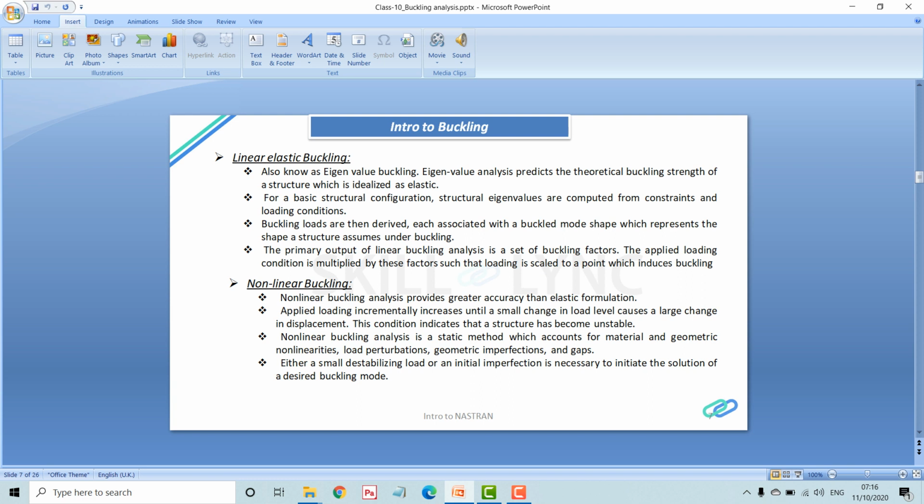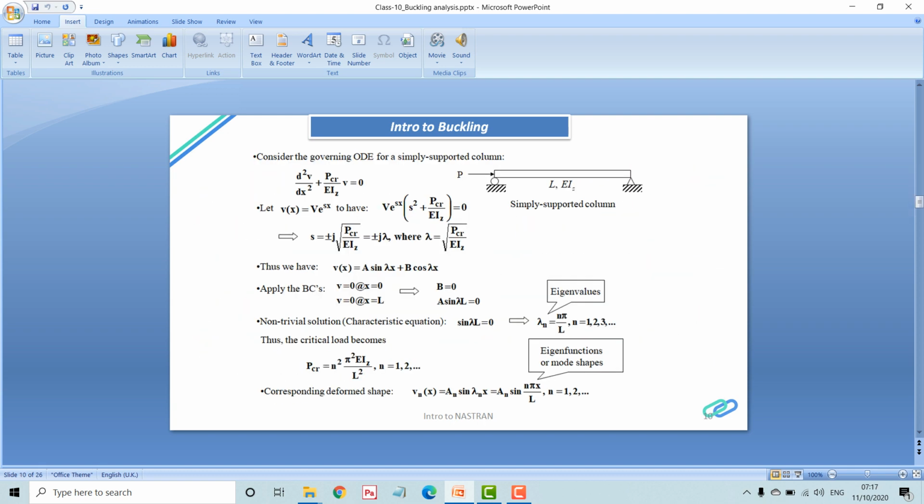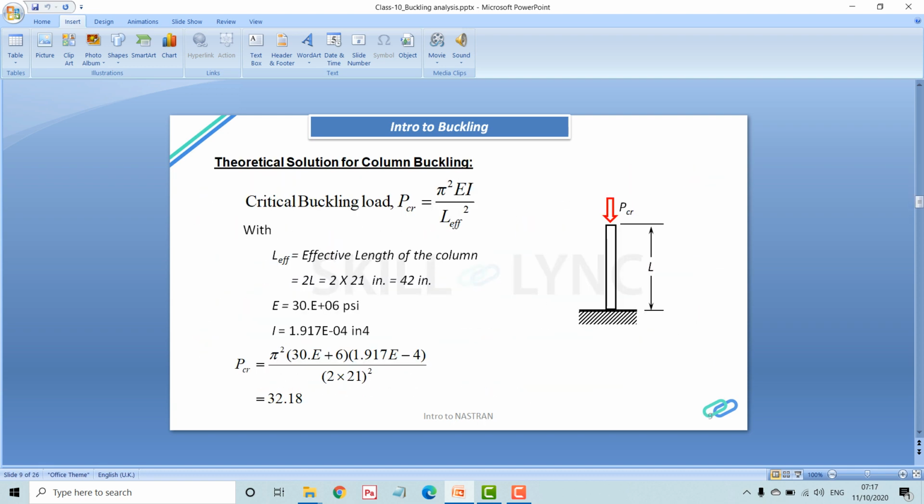So before we get into the linear and non-linear elastic buckling, I would like to show you the theoretical solution for column buckling. So imagine a column that is fixed, clamped, on one end, and free on the other, and then a load is applied.